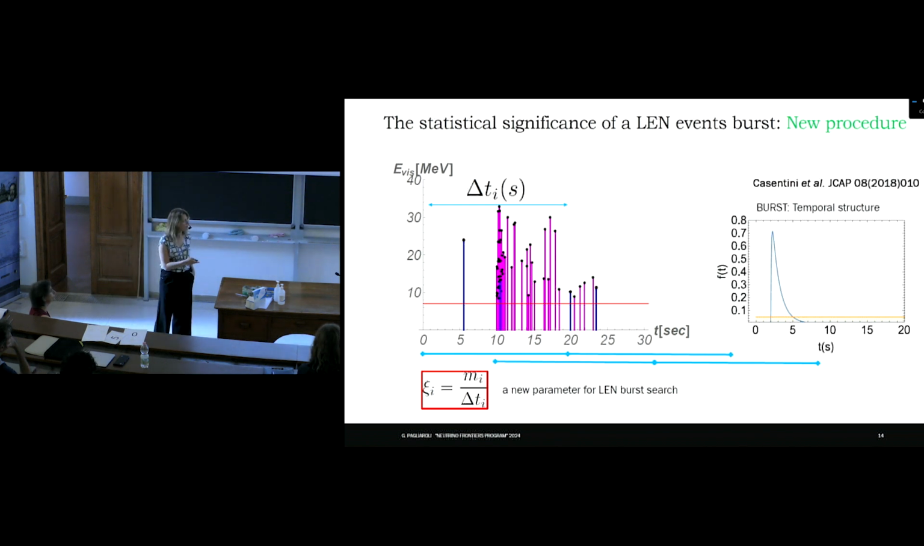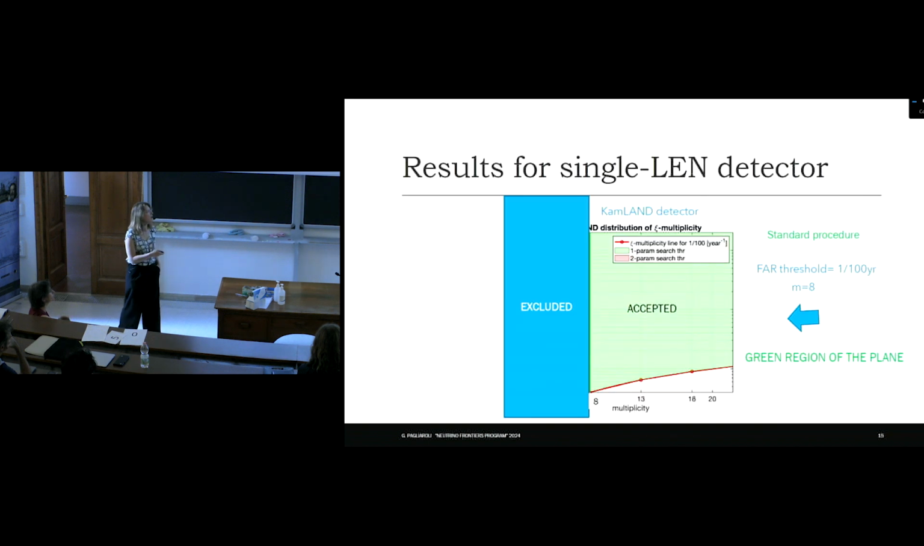And this is a very powerful shape parameter indeed, because when you assume a threshold in terms of false alarm rate for a pure Poissonian application, so just based on the number of events, a threshold in terms of false alarm rate of 1/100 years is exactly equivalent to a threshold in number of events, because it was just Poissonian. So, for example, let's see the KamLAND detector. By assuming the background of this detector, a false alarm rate threshold of 1/100 is equivalent to a threshold multiplicity of 8. This means that you assume that you have a signal only for multiplicity larger than 8.